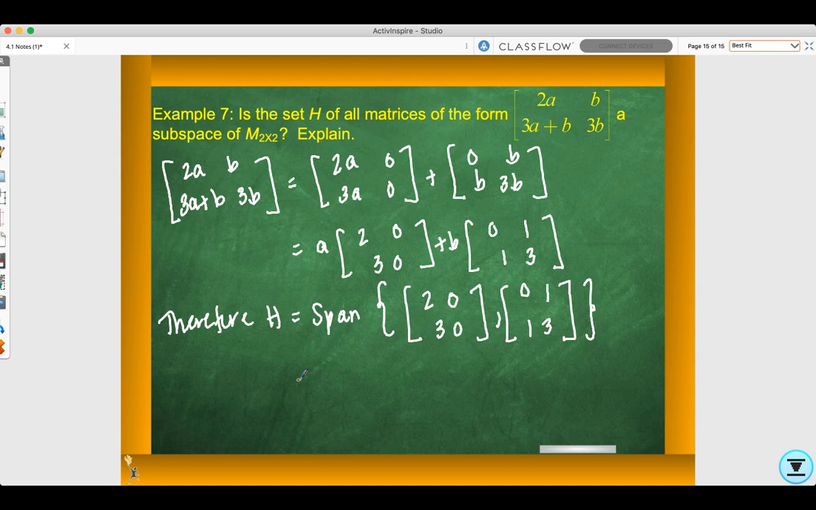And H is a subspace of M2. And so H is a subspace of my M 2 by 2 matrix. So matrix, that's a 2 by 2.